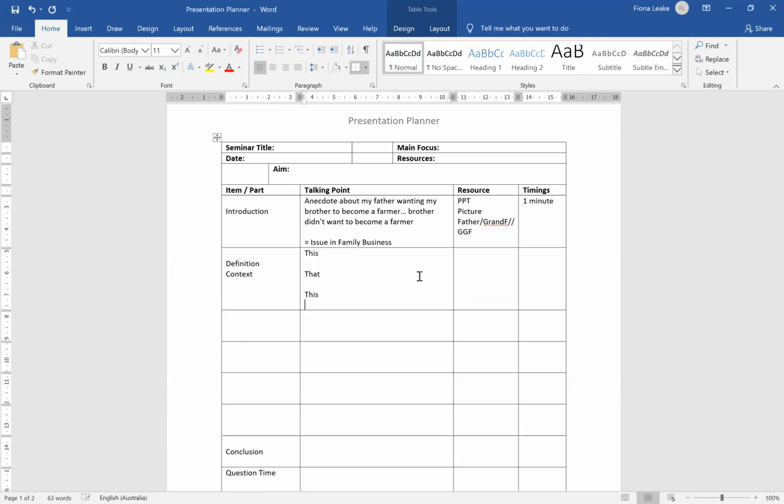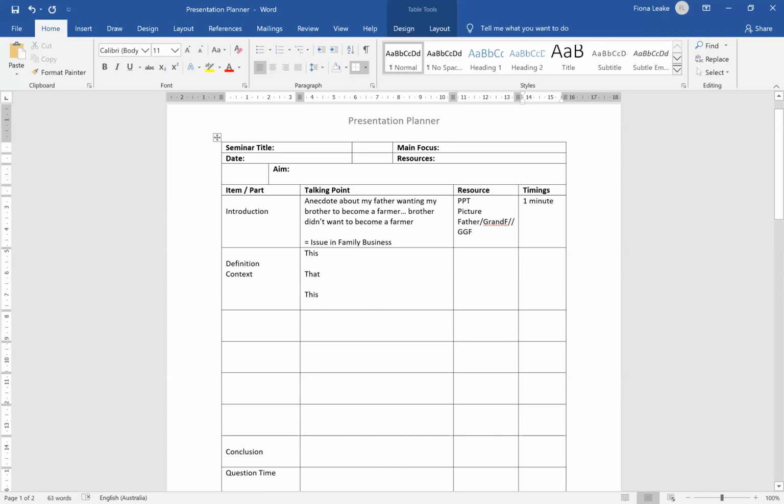The same as with your plans for your essays, it doesn't mean anecdote and then leave it there. I want the specific details so that you know what the specific details are. Resources: if you're going to use a video, if you're going to use music, if you'd like to find an image about a particular thing, if you're going to use a rhetorical question, or an activity, or even a handout. So what resources are you going to use, and then what timing?